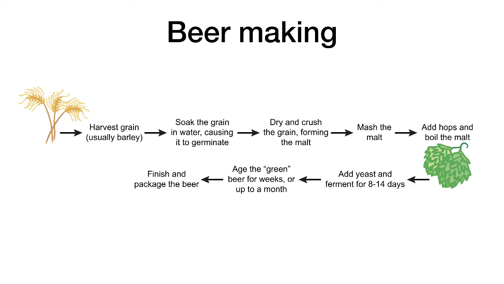At this time, the grain germinates and produces amylases, enzymes that degrade starch to sugars, and proteases. These enzymes are essential to the brewing process because amylase provides sugar for fermentation, and the proteases solubilize compounds necessary for the quality of the beer. After germination, the grain is then dried and crushed to form malt.